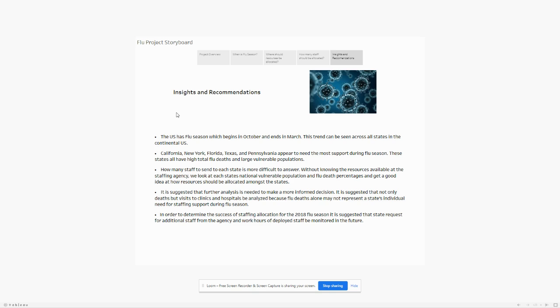To determine the success of staffing allocation for future flu seasons, it is suggested that each state's staffing requests and workloads of agency staff be monitored during future flu seasons. This will give us a good idea of how accurate our deployment and allocation across the states at the staffing agency was in future flu seasons. If we find the numbers to meet the criteria of the project, we can safely assume that these are good key indicators of how agency staff should be deployed and allocated across the states during future flu seasons.